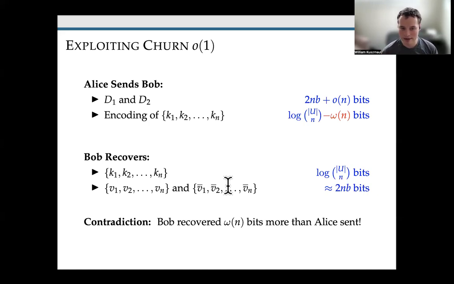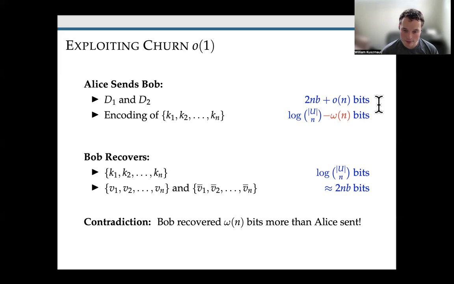Okay, so how can we turn that into a communication protocol? Well, what Alice is going to send Bob is the two data structures, D1 and D2, and then also this compressed encoding of the keys that depends on the two data structures. And then Bob is going to use that to recover the actual key set. And then having recovered the key set, Bob can then query the data structures, D1 and D2, in order to also recover the original values as well as the new values for the keys.